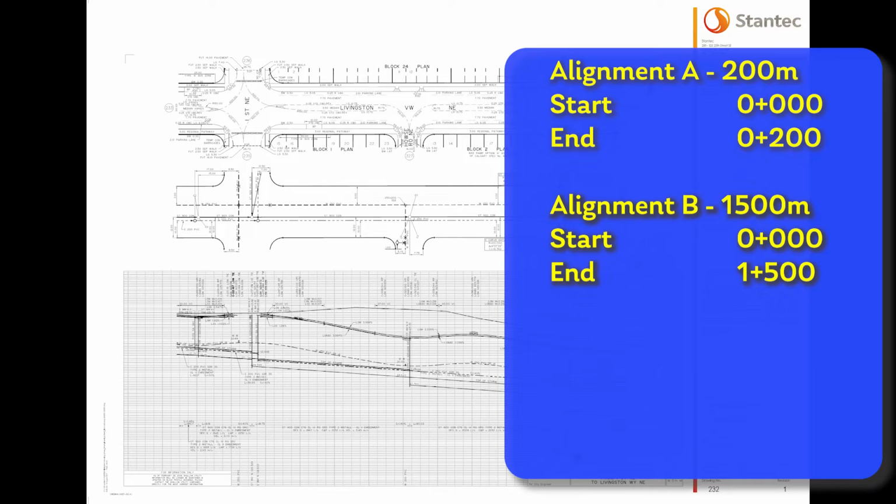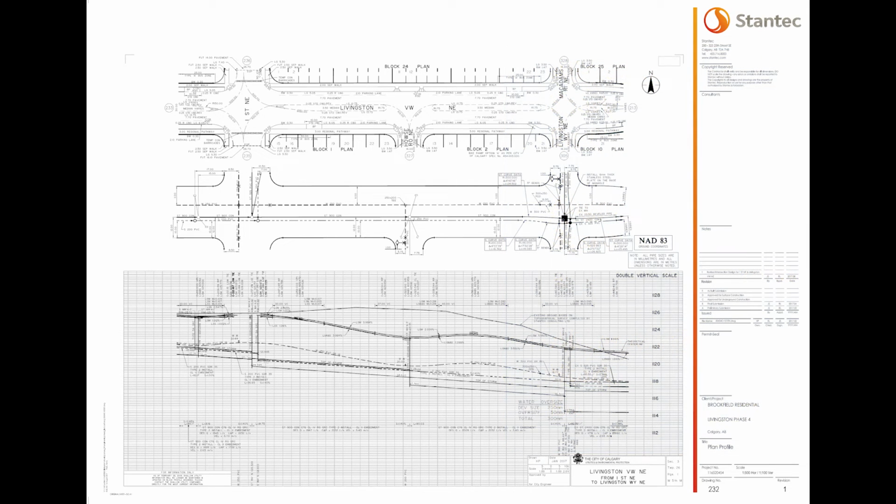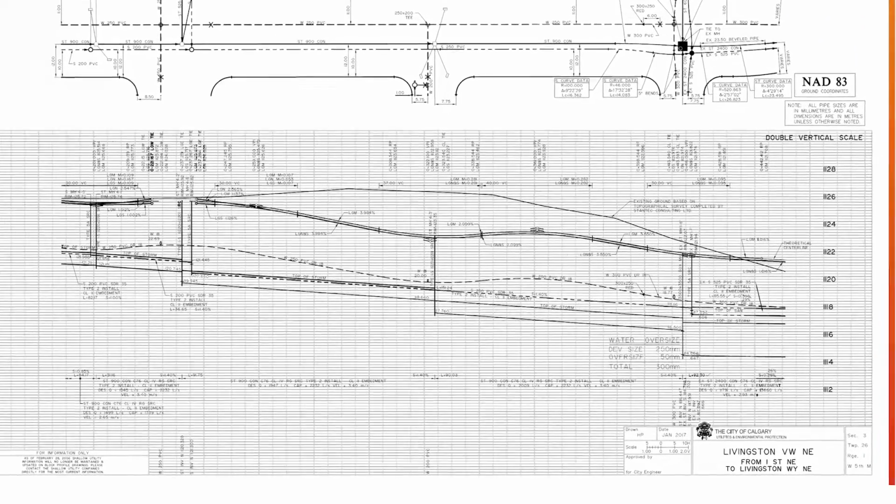Sometimes, alignments don't start at 0+000, but use the first number as a way of labeling the alignment differently from other alignments. For example, there might be 3 alignments, but the first starts at 10+000, the second starts at 20+000, and the third at 30+000. There is no set standard on naming alignments. The important thing to remember is that stationing refers to a distance along a line and can help you find a location along that line.